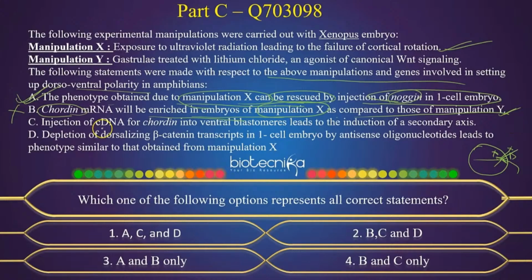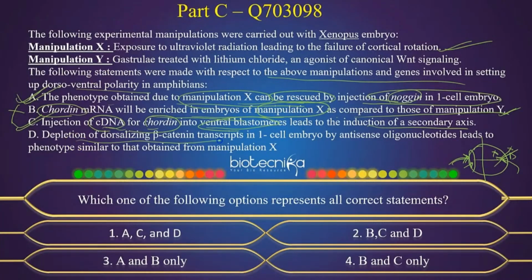Injection of cDNA for chordin. So cDNA for chordin means you are injecting the chordin into a ventral blastomere. If you inject it towards the ventral blastomere, yes, chordin is a dorsalizing agent, so it will lead to the induction of a secondary axis. So again, C is correct.